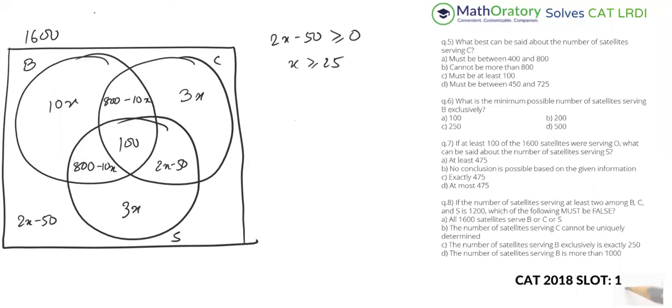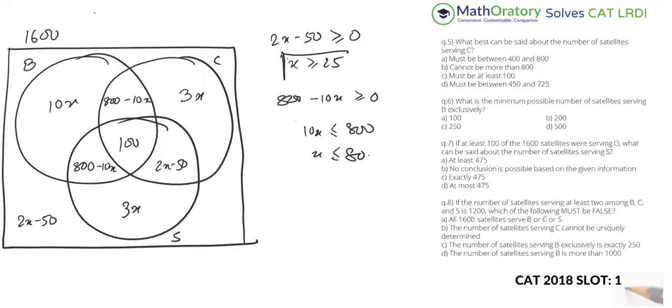Just resolve this. That's 50 on the other side and then divide by 2. So this is giving me the minimum possibility. And if you take the other one, 800 minus 10x is greater than or equal to 0. So 10x goes into the less than or equal to side, right? So this will get transmitted to this side. So this 10x goes to the right hand side, so 10x goes to the less than or equal to side, 800. So x is less than or equal to 80.